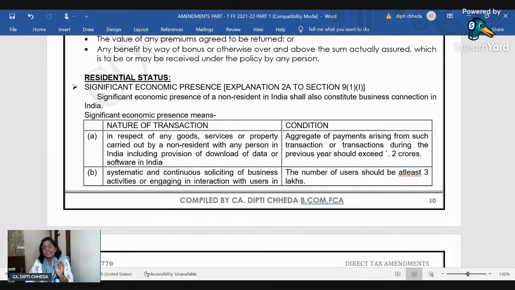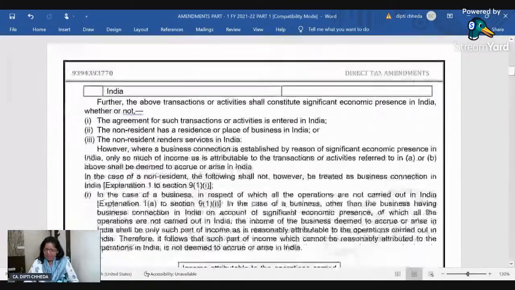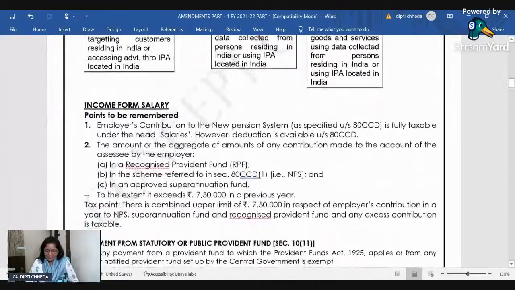Don't stop watching the video from here thinking it's a revision of the first one and you have already watched the first one. I'm taking this in sequence and I will teach you salaries, very important amendments which we have not covered. So coming back, these people have earned so much by just their online presence. If the aggregate of payments or transactions they have had in India exceeded 2 crores, or the number of users is at least more than 3 lakh, in any case, they have to pay tax in India. How they have to pay tax and all that, they will decide.